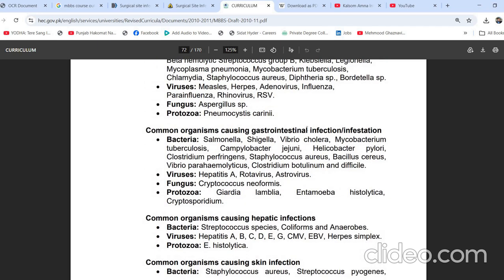Gastrointestinal tract infections involve the following: hepatitis A, viral infection, retrovirus, astrovirus, fungal, protozoa. So let's study the gastrointestinal infections.